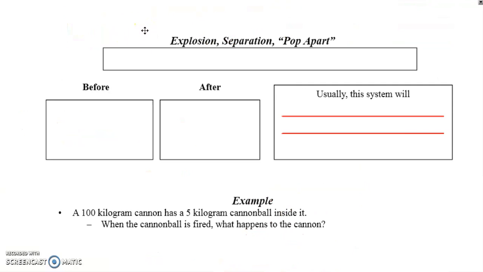All right, and then the last scenario is an explosion, a popping apart, and a separation. Basically, it's two objects that are being held together. Think of a spring, a magnet, or something along those lines. So two objects held together get pushed apart.